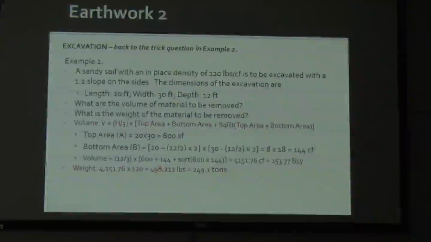The other question is how much to be transported, or how many trucks will be required. Then you look at loose cubic yards, and we take into account the swell factor on the volume only. The swell factor does not affect the total weight.